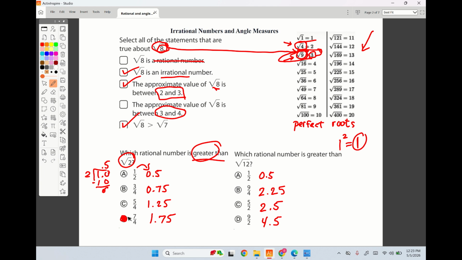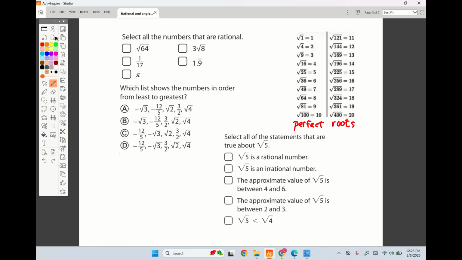Select all numbers that are rational. So rational means they can be written as a fraction. Perfect squares, like the square root of 64 that equals 8, belong in rational. A fraction, of course, belongs in rational, because rational means can be written as a fraction. A repeating decimal here, check. And now pi is irrational, so you cannot check that box. And the square root of 8 here is irrational, so you cannot check that box.